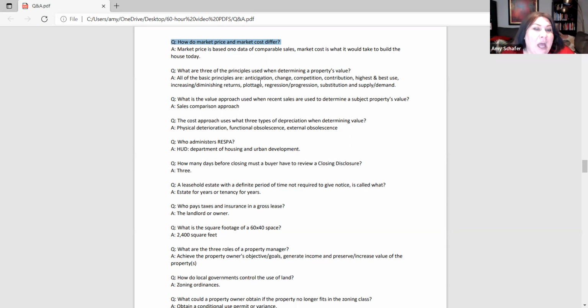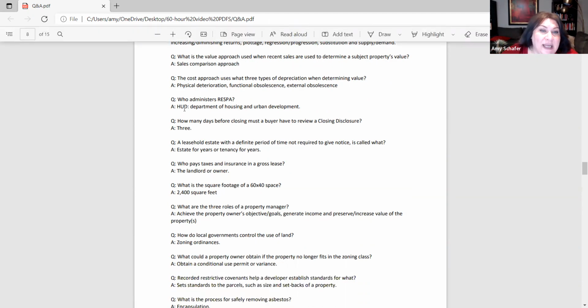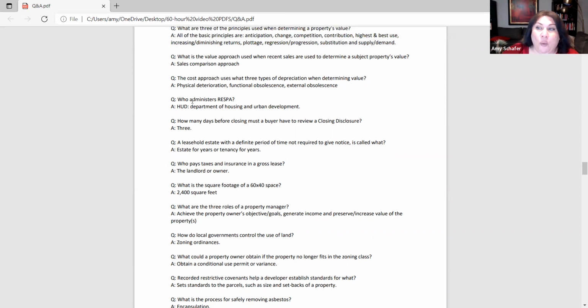Okay. Who administers this RESPA that we've been talking about? That is HUD. And with RESPA and Regulation Z, they are the ones that regulate this closing disclosure and the loan estimate forms. And both of them, you must have 3 days for the buyer to review.